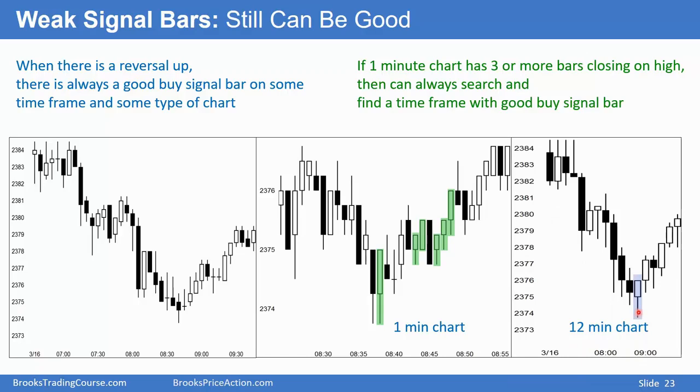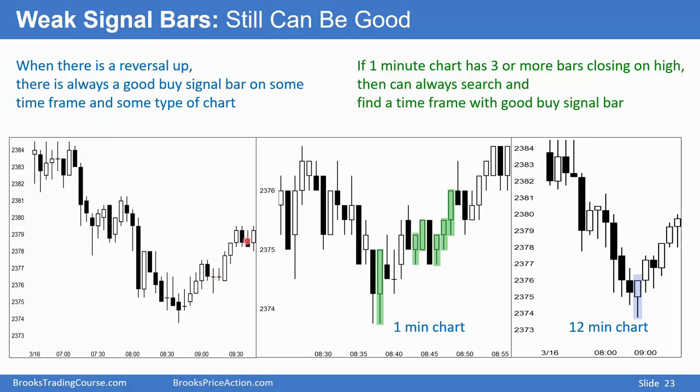You can check different charts. Here's a 12-minute chart, and you get a very good looking buy signal bar, and the context is pretty good. 3 pushes down, 1, 2, 3, and the third push subdivided into a micro wedge. Again, do not look at all of these charts hoping to find one that has a good looking buy signal bar. You know that just looking at this, there's going to be some chart with a good buy signal bar, and just looking at this, you know the market's going to go up at least a little.